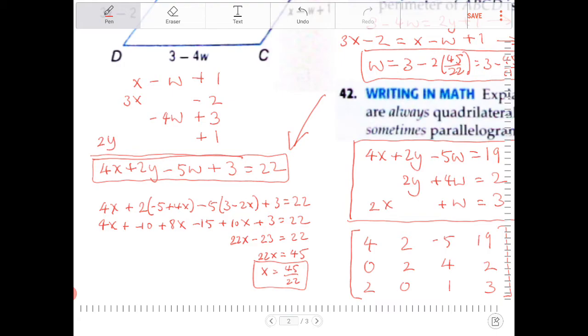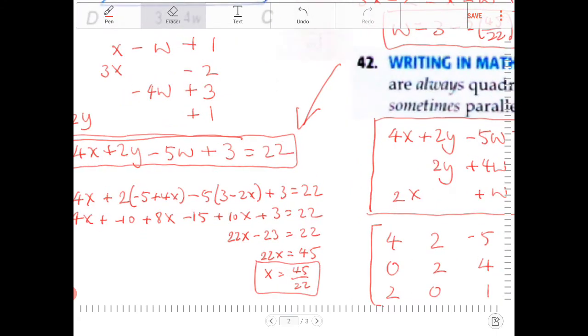Add 4, 8, and 10 together. I get 22x. That is correct. -10, -15 makes -25. -25 plus 3 is not 23. It is -22.